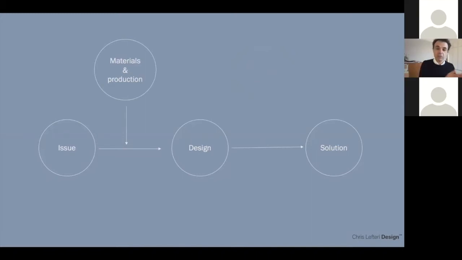Put the materials at the beginning. Or if you really can do this, have materials and then think, what can this material be? Where can this material take me on a journey? And let that solve the problem of the issue. And this is really the whole philosophy of the company.